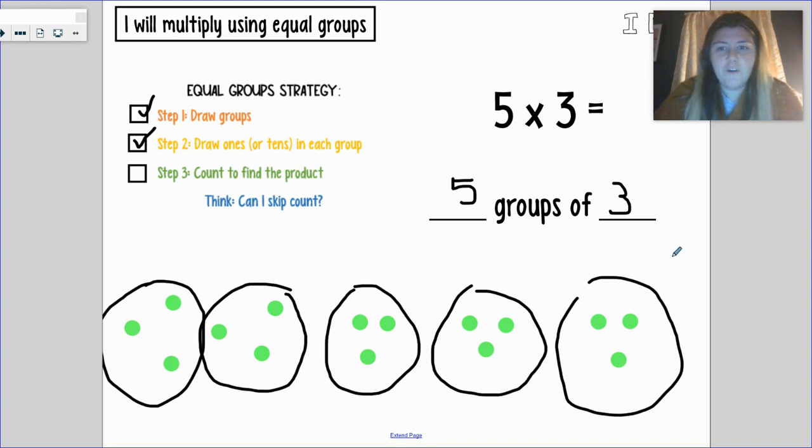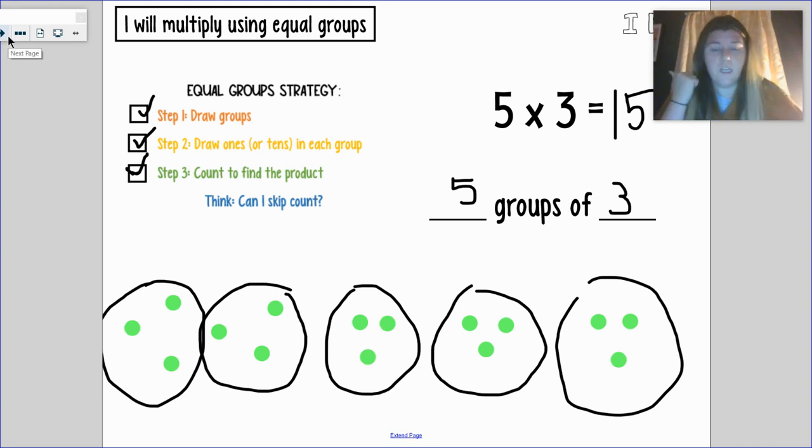So 5 total groups, 3 green dots in each to show that there are 5 equal groups of 3. And I got my answer. So I just go back up and fill in my answer. You don't have to do anything on this page, but we are going to move to the we do.